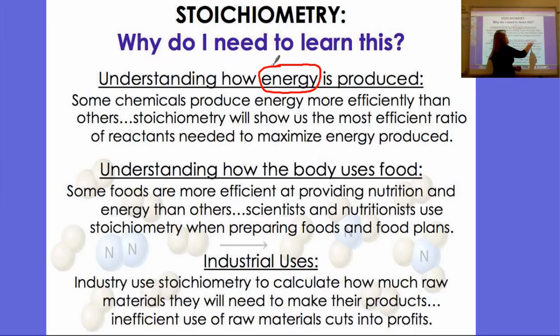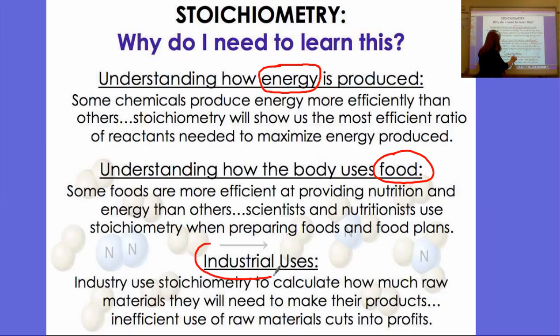We're also going to talk about how your body uses food. Again, we're talking about efficiency. So some foods are more efficient in providing energy or nutrition than others. So nutritionists use stoichiometry when preparing foods and food plans. They use this to calculate how many calories are in. If you look at the nutrition facts on all the boxes or any kind of food that you eat, that's how they calculate how many calories and stuff are in each serving.